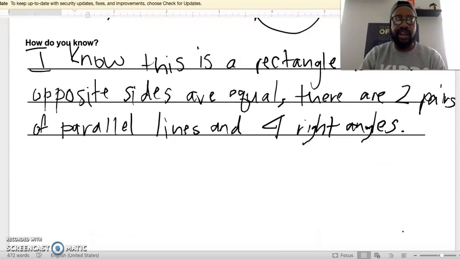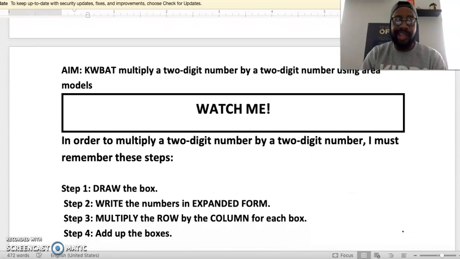All right, let's jump right into today's review. Today, we are going to review how to multiply 2-digit by 2-digit numbers using the area model. So you're going to watch me first, then we're going to go through some problems together, and then you will practice on your independent practice before you take your exit ticket.